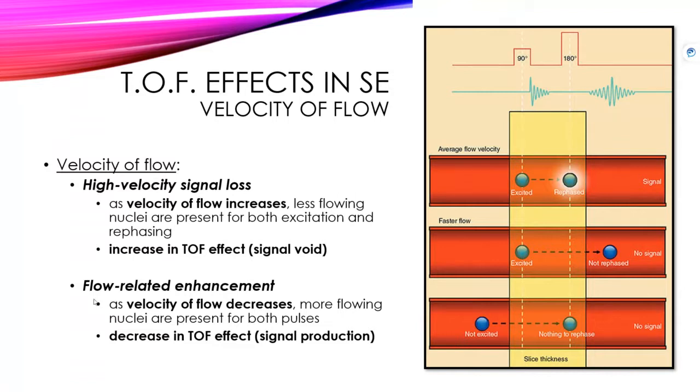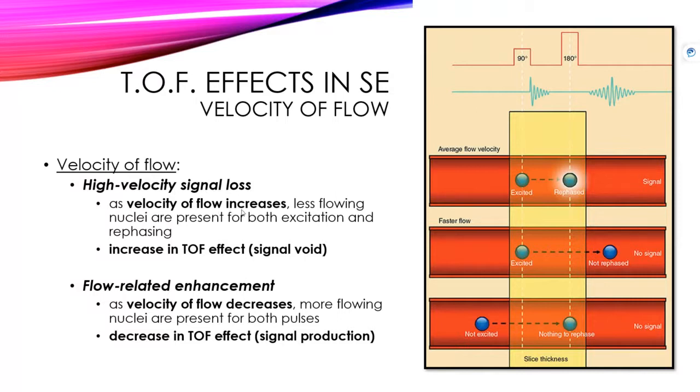So there are two types of situations that occur when it comes to velocity of flow. High velocity signal loss, pretty self-explanatory, or flow-related enhancement. Anytime you see the word enhancement, just think bright signal, just a signal from the actual nuclei. High velocity signal loss is the velocity is going to contribute to whether or not we're going to have signal from the spins. Like I said, if they have an average flow velocity, they're going to be present in the slice for both excitation and rephasing.